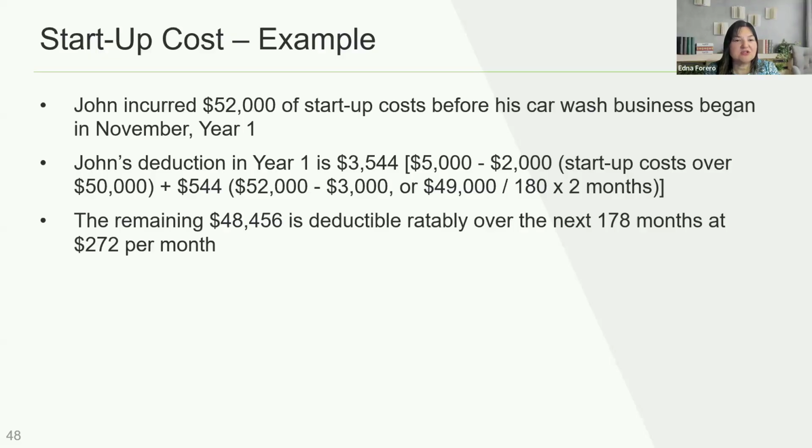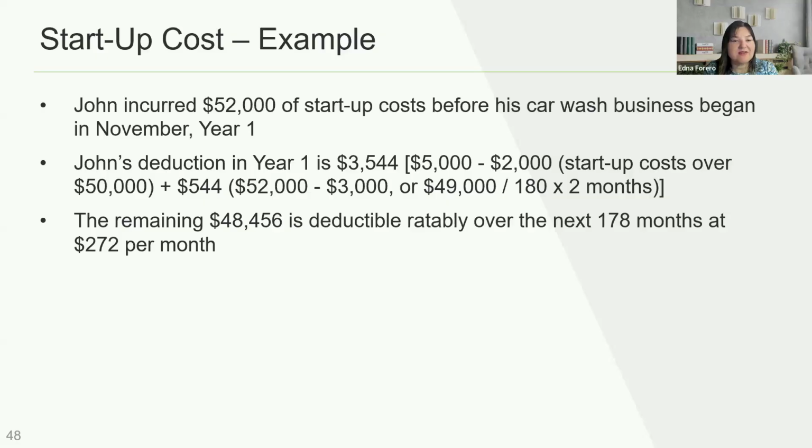So in this case, John incurred $52,000 of startup costs before his car wash opened in November. In year one, he deducts $3,544. 5,000 minus 2,000. Now remember, that magic number is 50,000, so he went over it by 2,000. So that's what we've got to deduct from that 5,000.